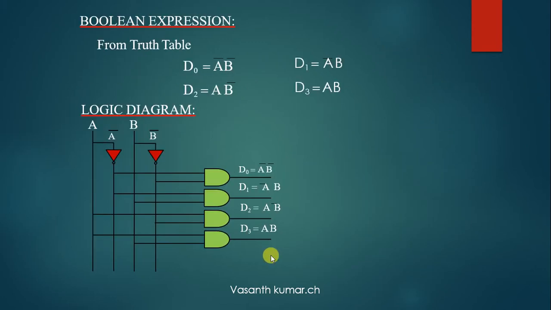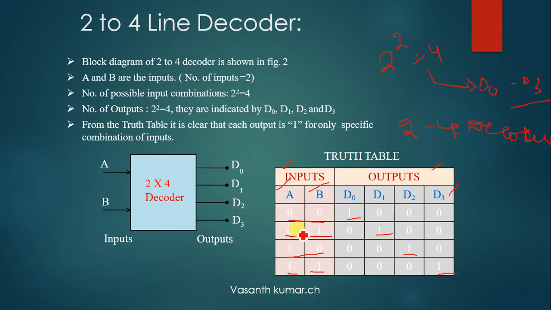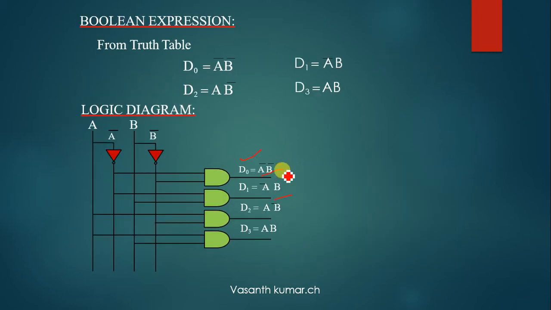How can the decoder expressions be obtained? D0 is the combination A complement B complement. D1 is A complement B. Similarly D2 will be A B complement, and D3 will be A B. This is the same logic that was written here, expressed in terms of A and B. That is an AND gate, so AND gate logic is applicable here.